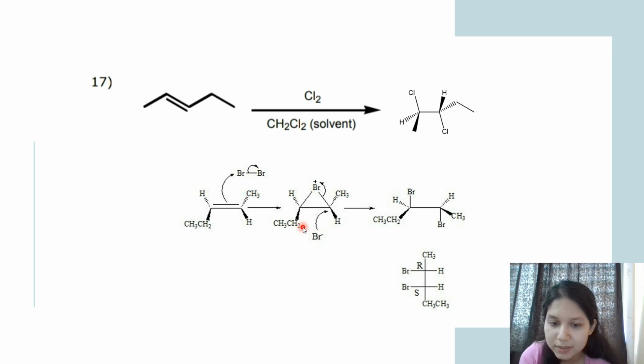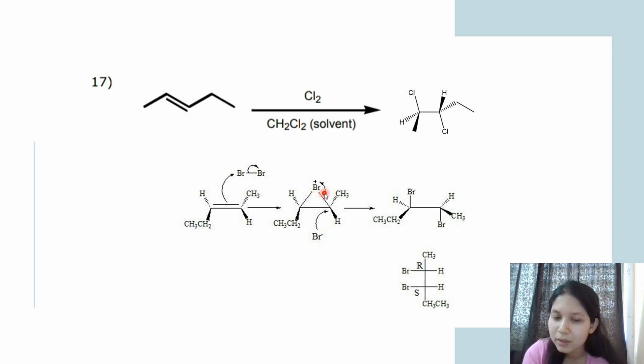You can answer this question in two ways, okay? Number one, the incoming bromide will always prefer the less sterically hindered side. See, if you compare the steric bulkiness of methyl and ethyl, obviously methyl is less bulky. So the incoming bromide will prefer to attack from that side. And eventually you get the ring opened from this side, okay?